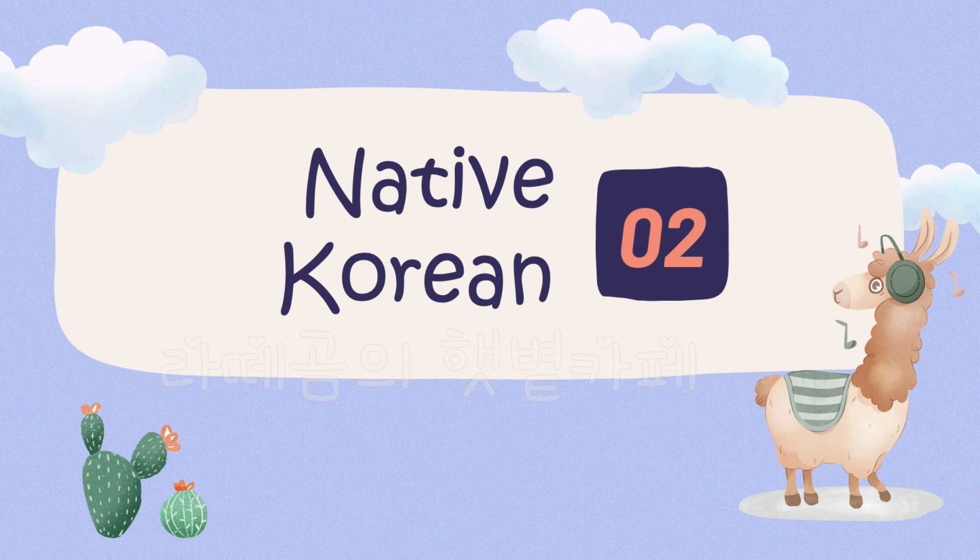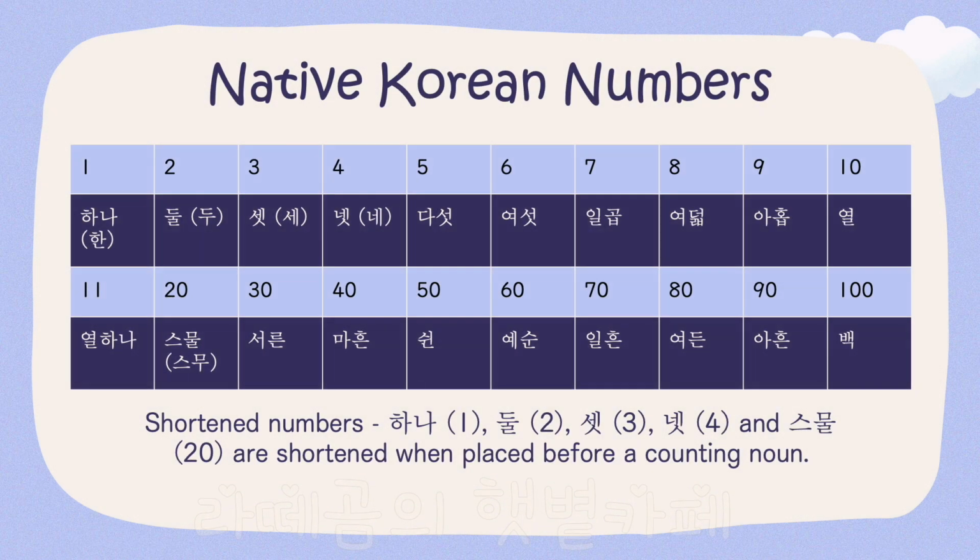All right, let's move on to native or pure Korean numbers. And once again, I will just quickly read through them. So 1 is 하나, 2 is 둘, 3 is 셋, 4 is 넷, 5 is 다섯, 6 is 여섯, 7 is 일곱, 8 is 여덟, 9 is 아홉, and 10 is 열. So once again, with 11, 12, 13, and up, we will combine the numbers that we have just read through. So 11 is 열하나, 10, 1.